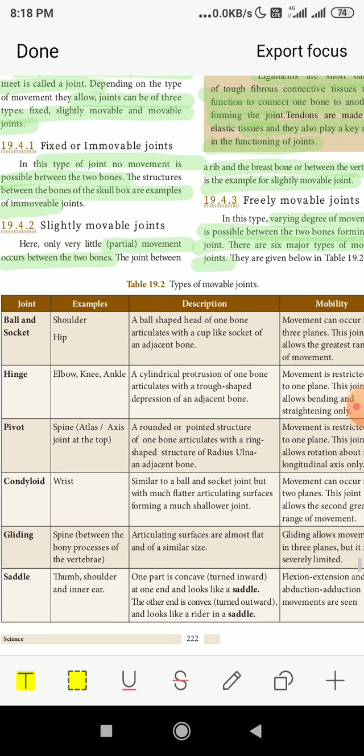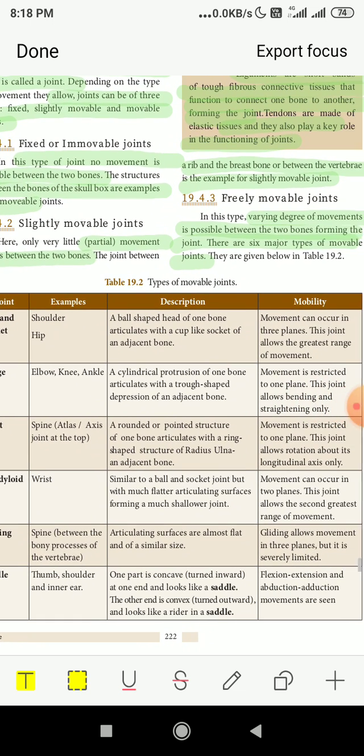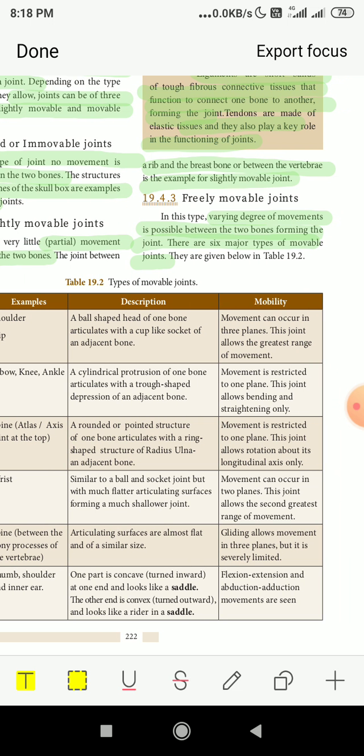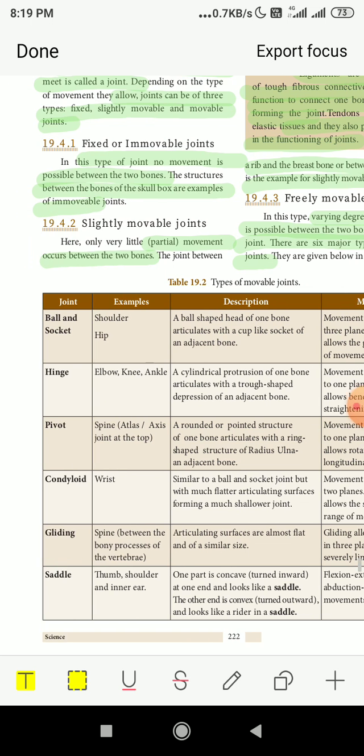Pivot joint. The spine, atlas axis joint at the top. The rounded or pointed structure of one bone articulates with the ring-shaped structure of the radius, ulna and adjacent bone. Movement is restricted to one place. The joint allows rotation about its longitudinal axis only. Pivot joint is always in the neck. In all directions we can rotate our neck, isn't it? That is the pivot joint.